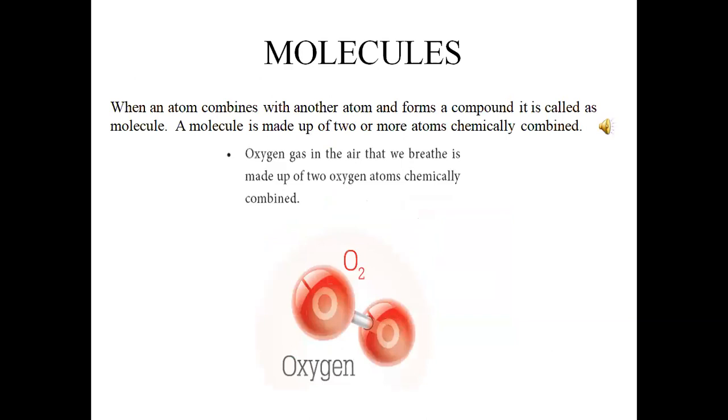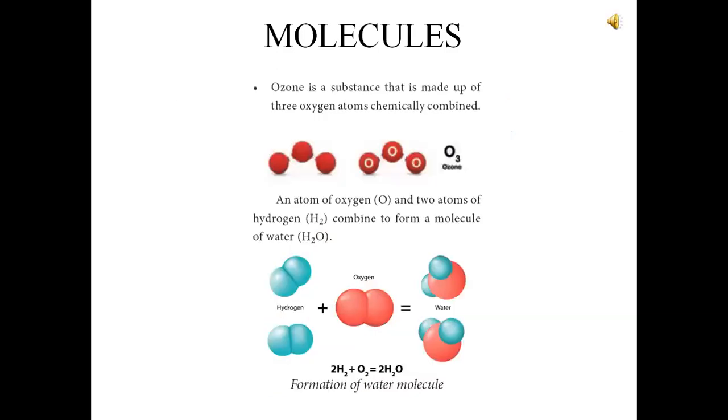Next we will see molecules. When an atom combines with another atom and forms a compound, it is called a molecule. A molecule is made up of two or more atoms chemically combined. Here it is important: a molecule is made up of two or more atoms chemically combined. For example, the oxygen atom given here. Next example, ozone. Ozone is a substance that is made up of three oxygen atoms chemically combined.